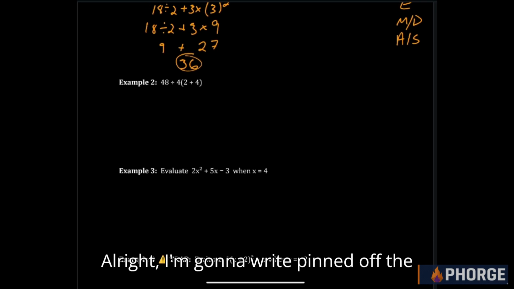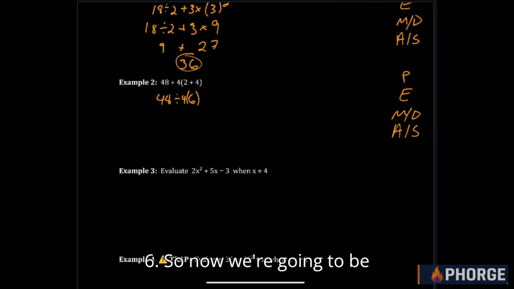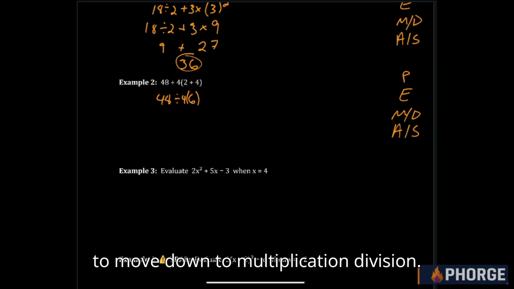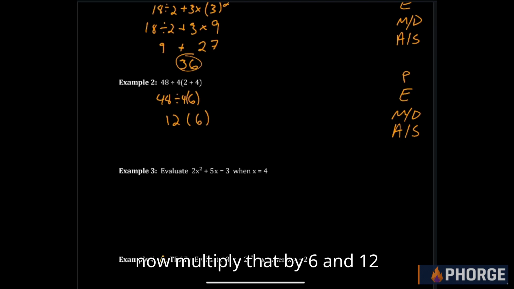All right, I'm going to write PEMDAS off the side here one more time. Okay, now start with the parentheses. 2 plus 4 is 6. So I have 48 divided by 4 times 6. Now we're going to be moving from left to right. Do we see any exponents? No. Now we move down to multiplication and division, moving from left to right. 48 divided by 4 is actually just 12. And now multiply that by 6. 12 times 6 is equal to 72.